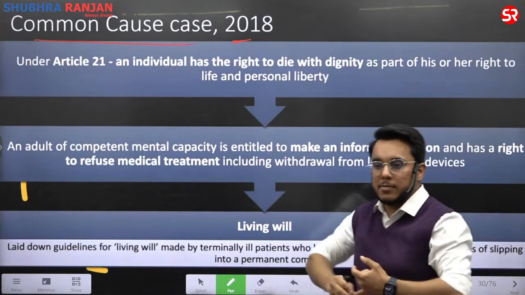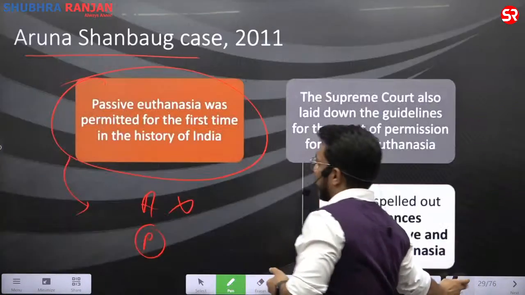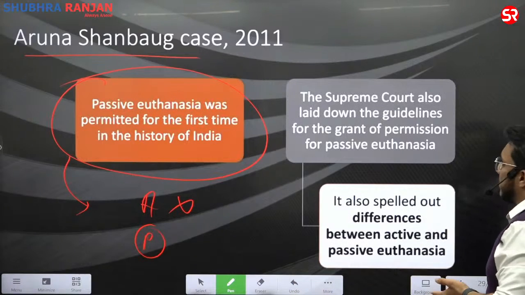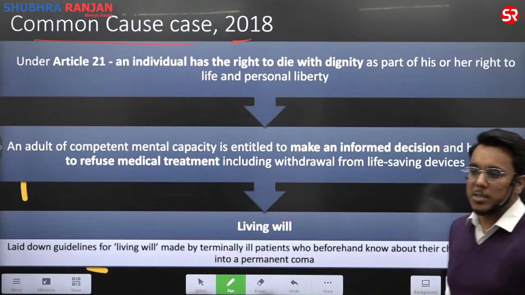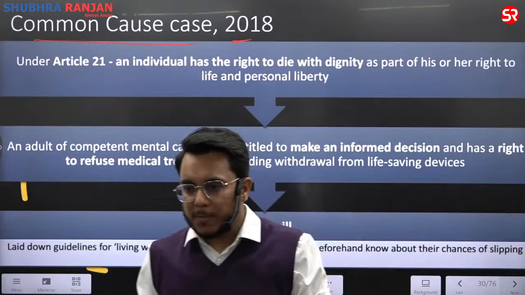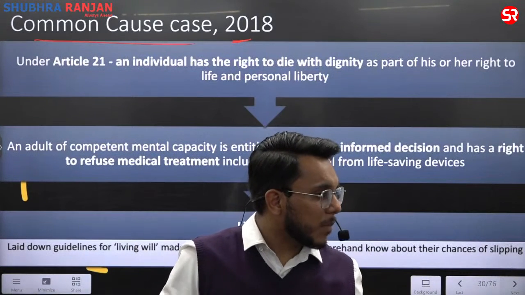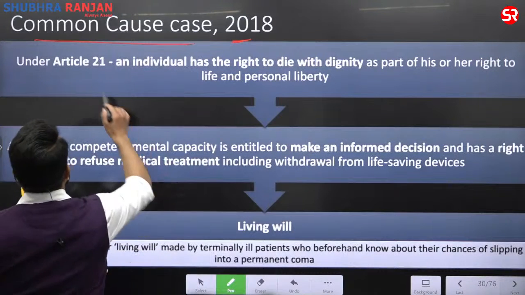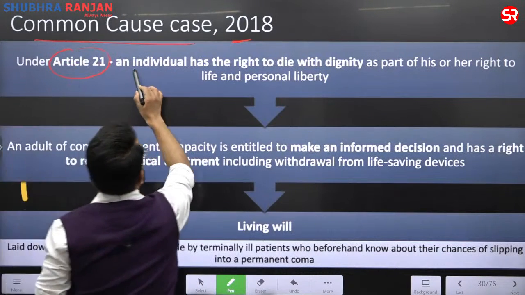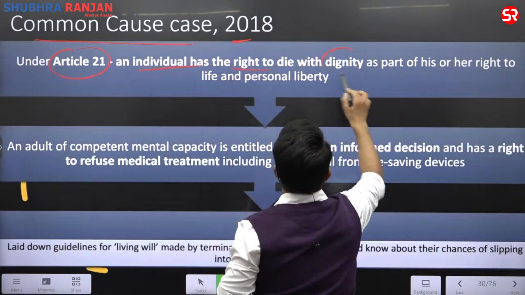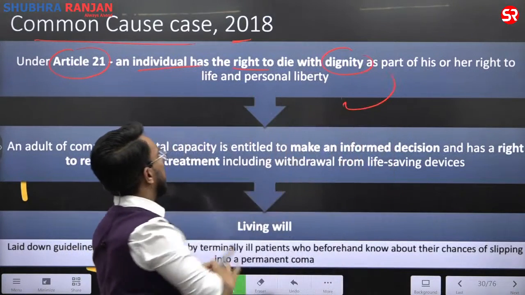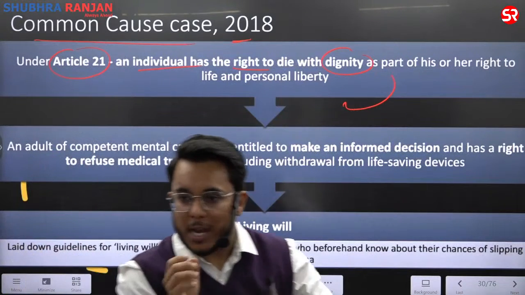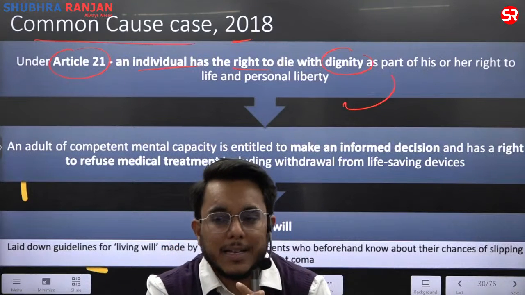So three judgments we have seen. Number one, the Gyan Kaur case. Second, the Aruna Shanbaug case. And the third one is the Common Cause case of 2018. Samajh mein aa raha hai? Is it clear or not? Now, as we talk about the Common Cause case, here for the first time it was recognized under Article 21 that an individual has the right to die with dignity, and it is a part of his or her right to life and personal liberty.